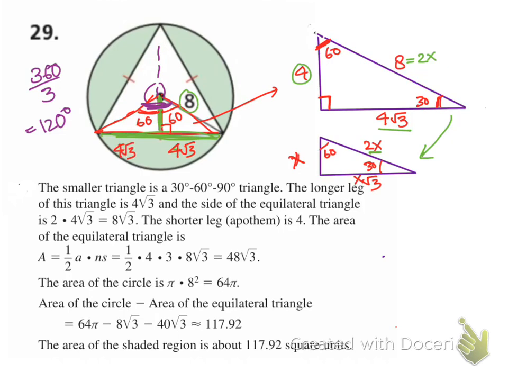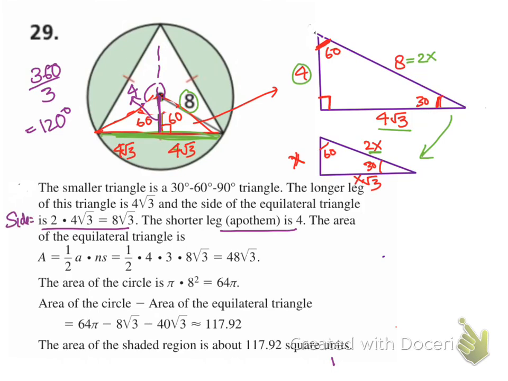And also we know this length is how much? Let me just erase it here. This leg is what? How much? 4. So you use that. So we have the apothem. Apothem is 4. Side is 4 root 3. 4 root 3 means total is 8 root 3. So that's the side.